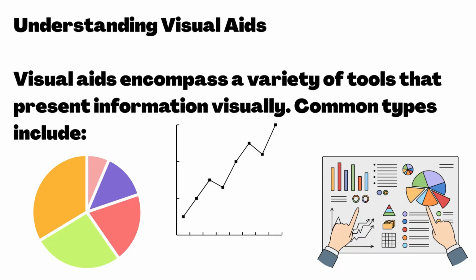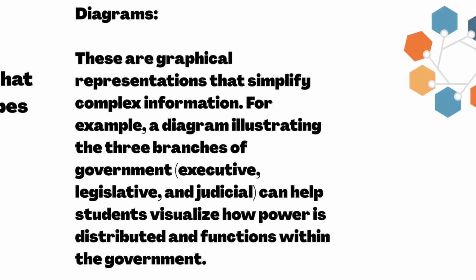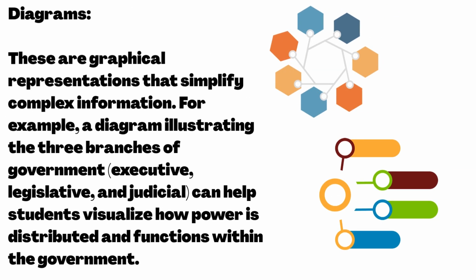Understanding visual aids. Visual aids encompass a variety of tools that present information visually. Common types include diagrams. These are graphical representations that simplify complex information. For example, a diagram illustrating the three branches of government, executive, legislative, and judicial, can help students visualize how power is distributed and functions within the government.